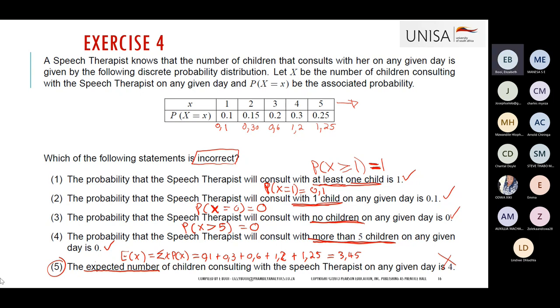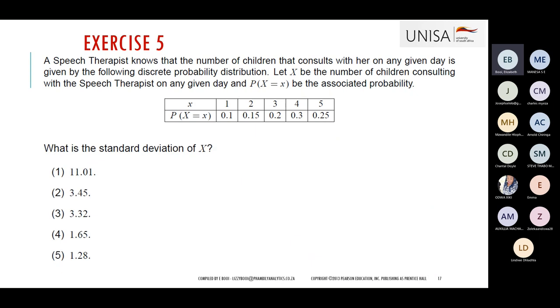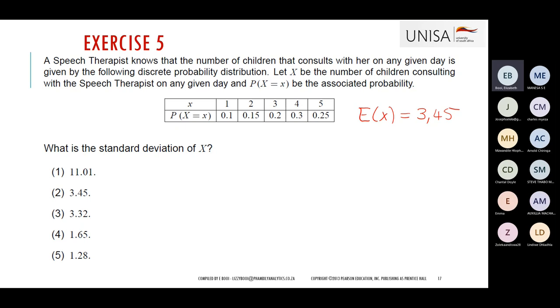Okay. Next question. Usually this type of questions follow one after the other. In the exam, you usually get 3 or 4 questions on discrete probabilities, and in the assignment you might have 3 questions from discrete probabilities. So you just need to know how to answer all of them. Let's continue with the last question of the day, which should take us to the end of the session. Using the same information, we have already calculated the expected mean, and we know that was 3.45, right? The next question says, what is the standard deviation of the number of children consulting with the therapist?